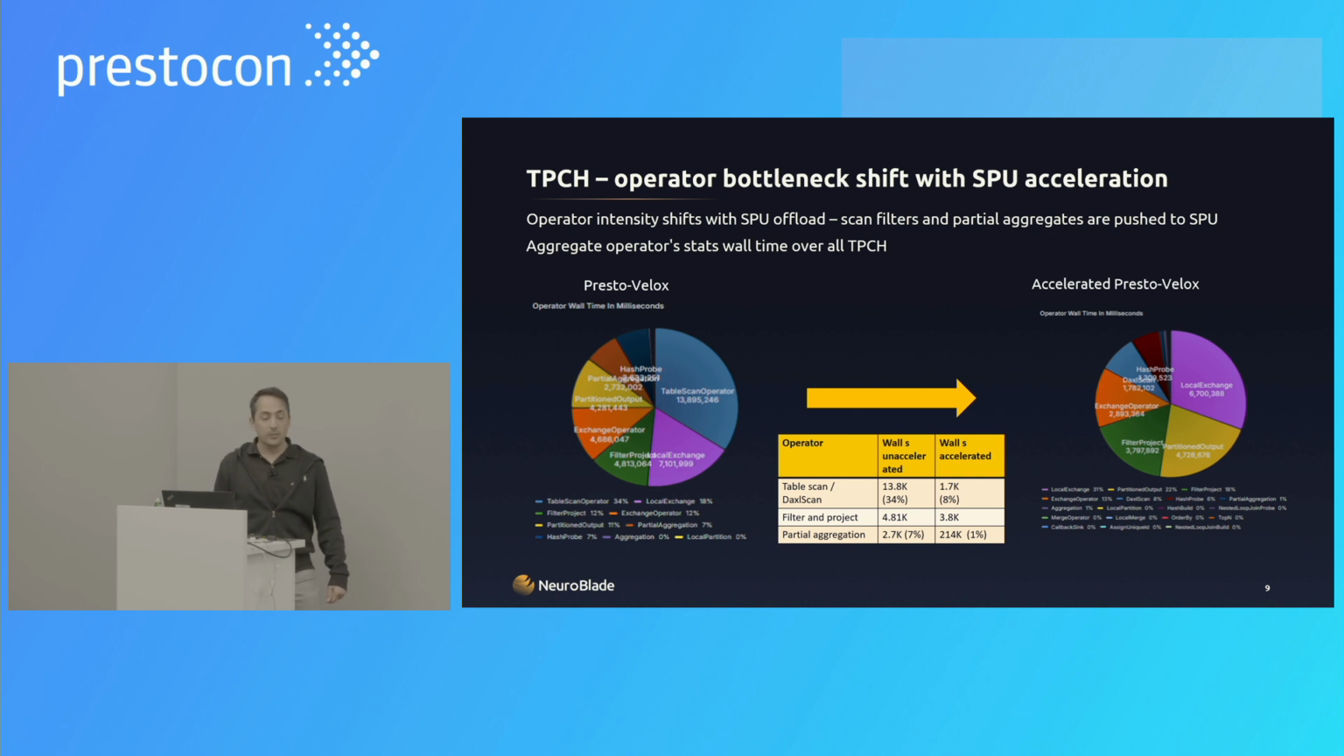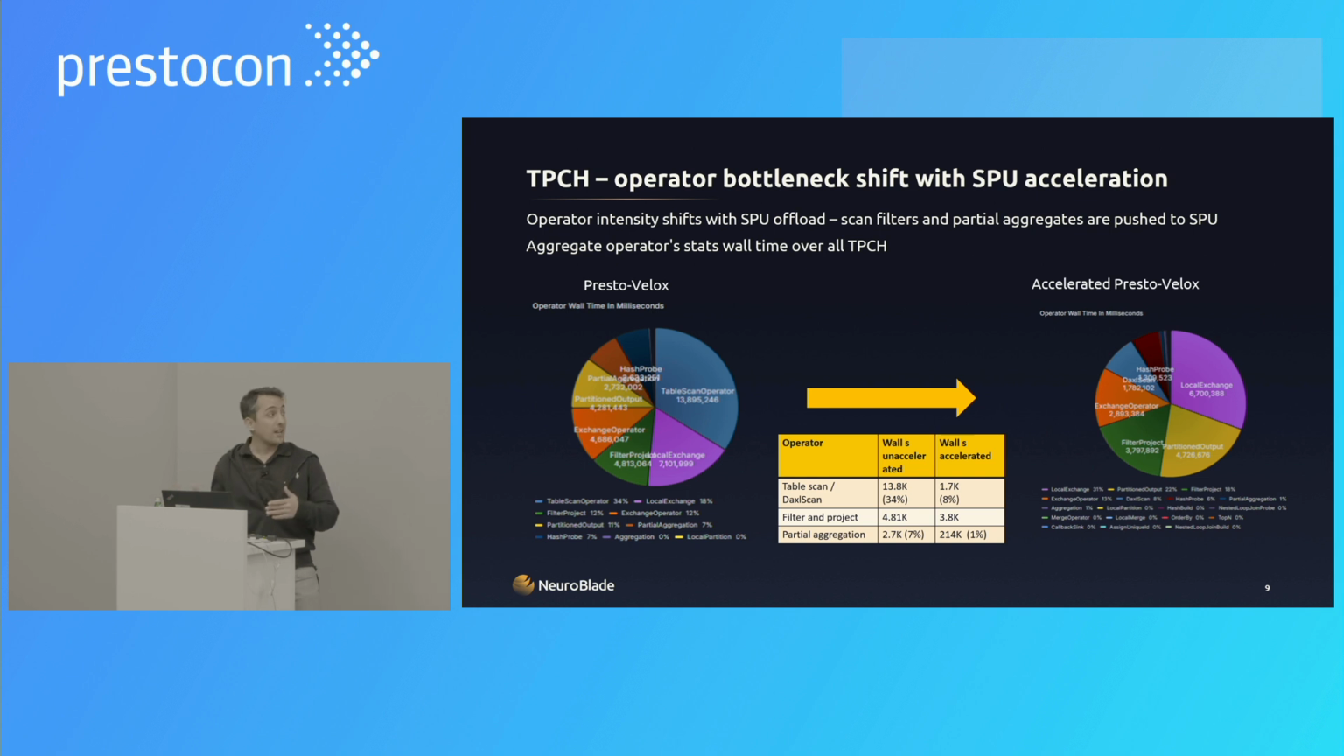So what do we see over here? On the left side is the Presto-Velox, and on the right side is the accelerated Presto-Velox. We see an operator breakdown: 2 pie charts of the wall times of all the different operators. This is the full TPC-H benchmark, 1K, and this is the wall time of all the operators, the sum of everything. One thing that pops out right away is the table scan, which is super dominant.